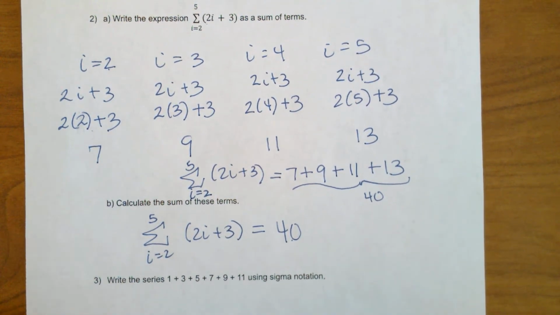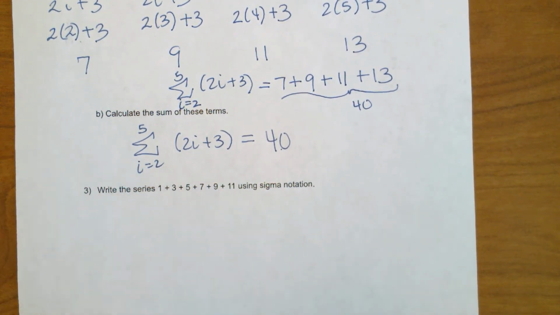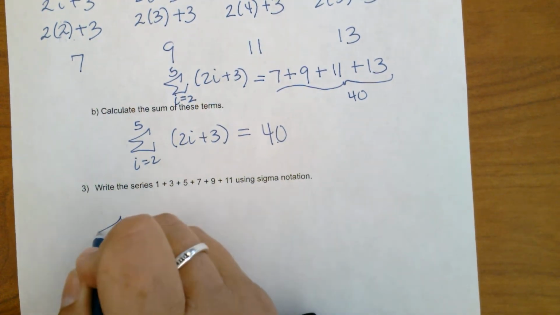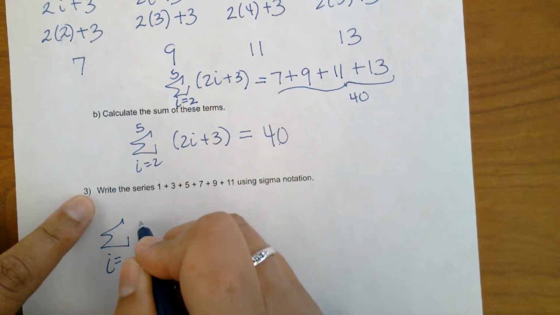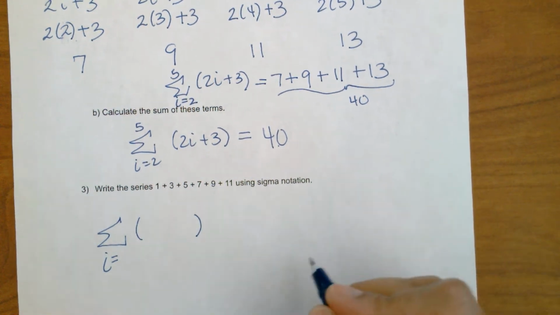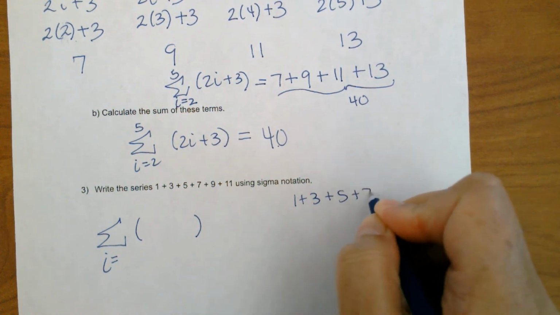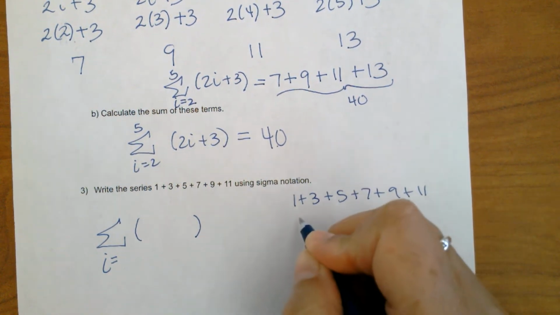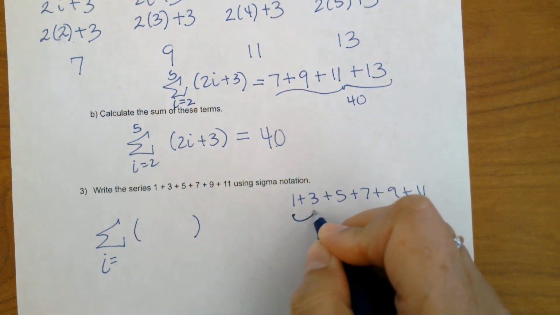Okay, and our last example. Write the series 1, 3, 5, 7, 9, 11 using sigma notation. So we have to figure out where we start, where we stop, and what our expression is in the middle. Here's the tough part, because we have to play around with some numbers. We have to do something to get from 1 to 3.